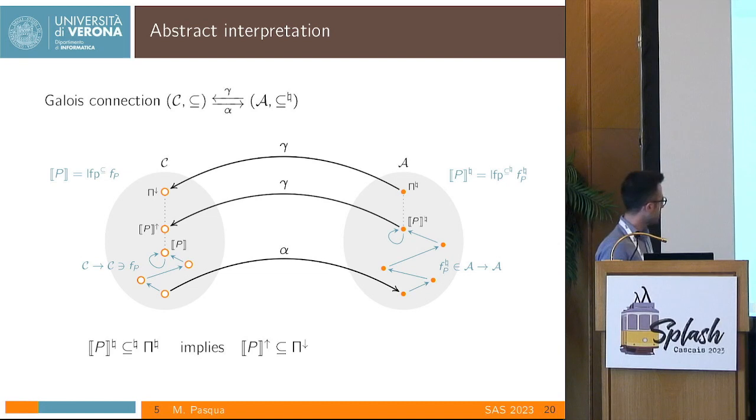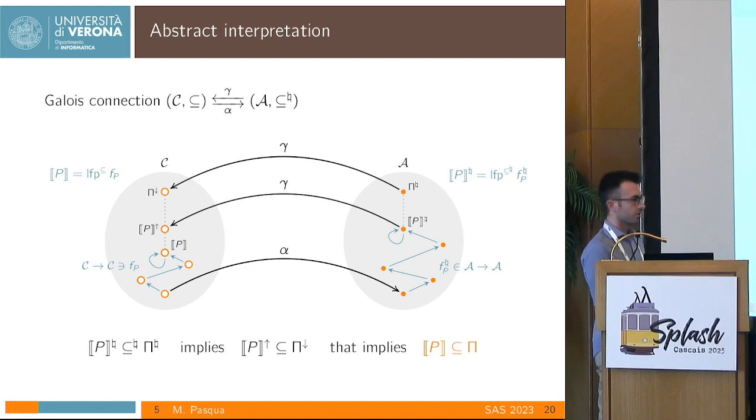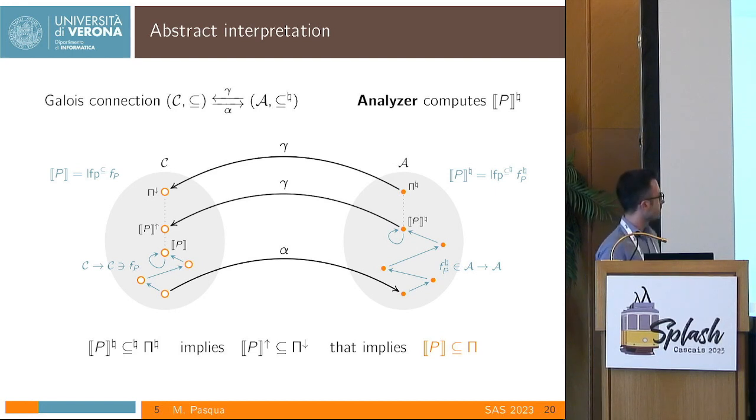prove this decidable check. So we have this decidable check that basically says that the abstract semantics implies the abstract specification we want to prove, and this implies the concrete undecidable problem we want to prove. Of course, this is a simple implication, so we have false alarms. And basically, the analyzer computes the abstract semantics.